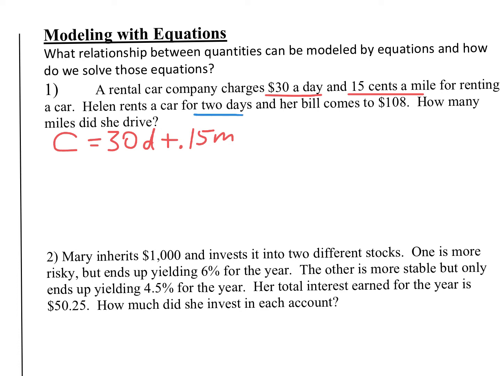Okay, so the next step, I'm just going to plug in everything that I see here. So it says she rented it for 2 days, so we know that the D is, or sorry, 30 times 2 is what I was thinking of there. And then the bill comes out to $108, so the cost is $108.